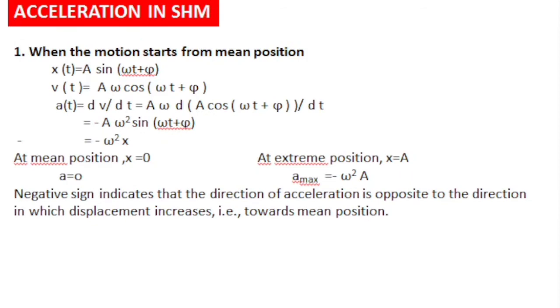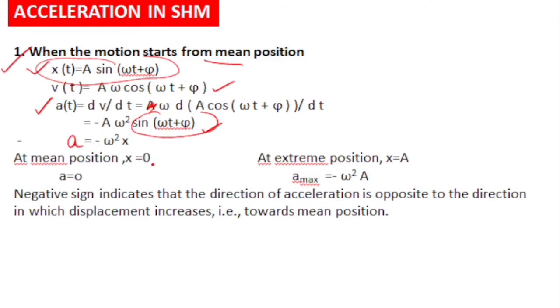When you differentiate the velocity, you get acceleration. Here also you can use any equation. Here I am using, when the motion starts from mean position, x = a sin(ωt + φ). When you differentiate this, you get aω cos(ωt + φ). Again, to find acceleration, you differentiate this velocity. Differentiation of cos(ωt + φ) is minus ω sin(ωt + φ). This sin(ωt + φ) is nothing but x, so you can write minus ω square x. This is the formula for acceleration.